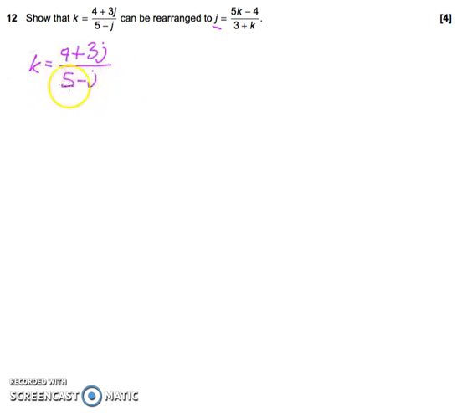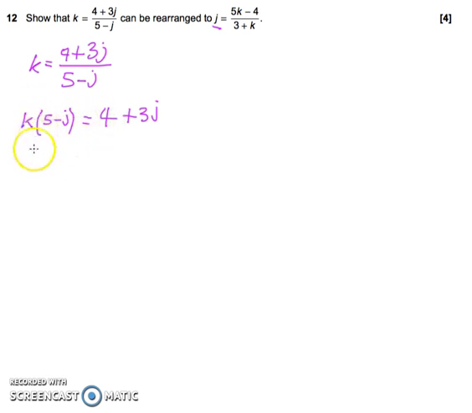The way to do that, the first thing to do is multiply both sides of this formula by 5 minus j. And to do that, you would put k and then brackets 5 minus j, because that means k multiplied by 5 minus j, equals, and if you've multiplied this side by 5 minus j, it's disappeared from this side, it doesn't exist there anymore. So you've got 4 plus 3j on this side, and that looks a little bit nicer already.